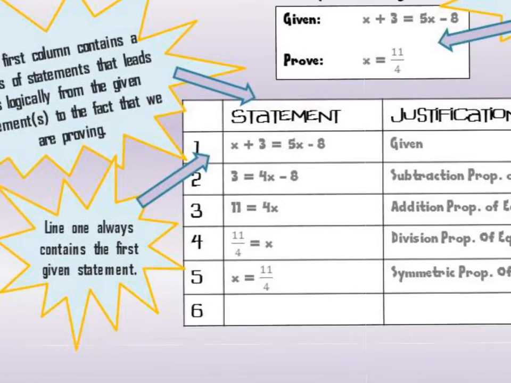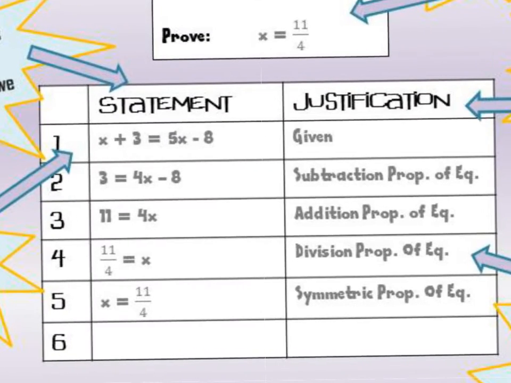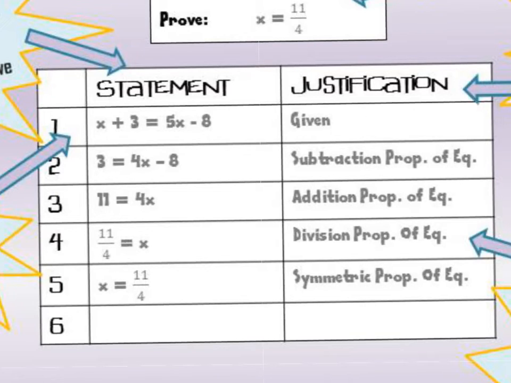So on the first line, we always start with what we are given. So we are given this equation here, and we just write given there, okay? And then you see that although I did not write what we subtracted from each side, we have the resulting step. So we subtracted x from both sides, and then this is what it results in. And that, of course, is the subtraction property of equality because we subtracted x from both sides. Then they added 8 to both sides. That would be the addition property of equality. And then they divided both sides by 4, and that would be the division property of equality.